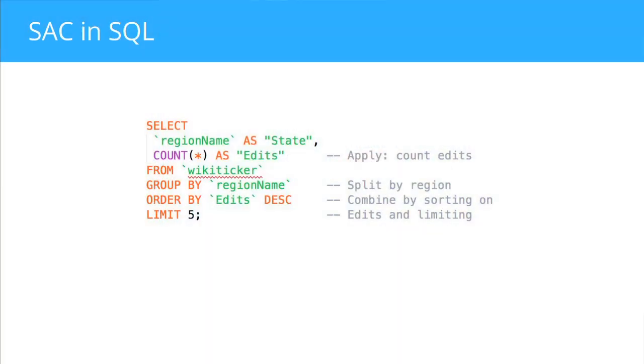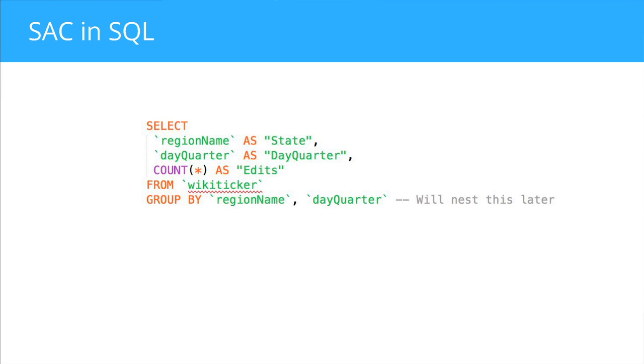OK, so basically, a SQL statement is written in apply, split, combine order, where you first define your applies, and then you later say what you're going to split on, and how you're going to combine. That's cool. But as you remember, in the visualization, I actually had 2 levels of nesting. Well, you can't do that in SQL.